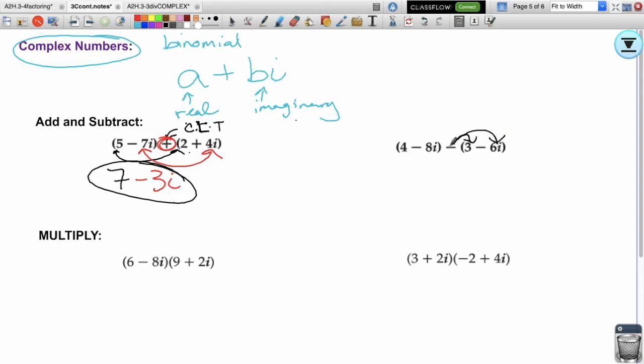So my first step is I send this negative across. So instead of being a 3, negative times 3 is negative 3. Negative times negative 6 becomes plus 6i. And then I just cross that off. And now I can combine like terms. Okay? So now I just add those two things together. So I'm going to look. I have 4 and negative 3 together is 1. I have a negative 8i and a positive 6i together is negative 2i.